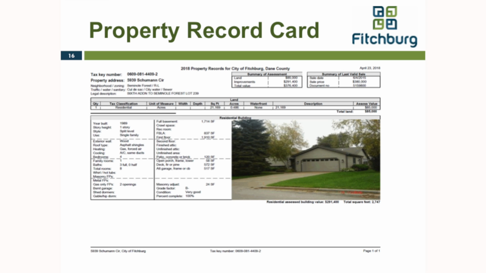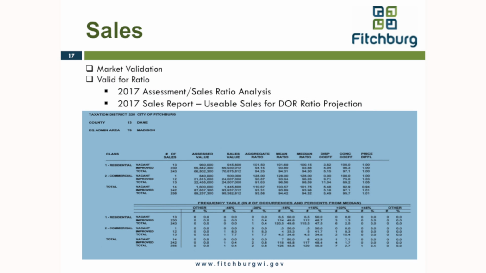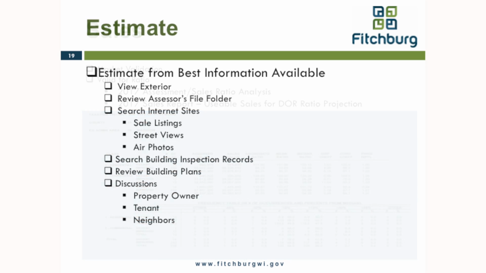So please review your data on your property record card so we make sure that it is accurate for you. This is a slide of some sales. The assessor's office reports all sales to the Department of Revenue, and equalization then reviews those sales and sets the equated rate and shows us what our ratio is each year.